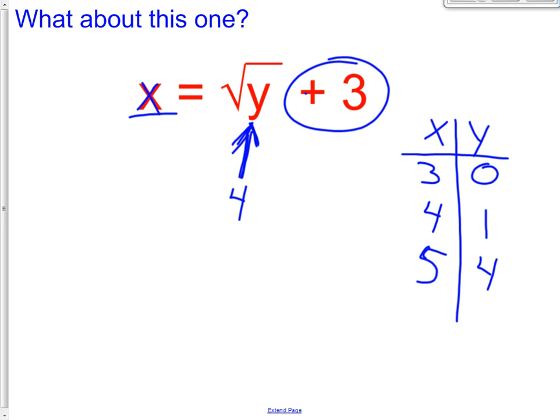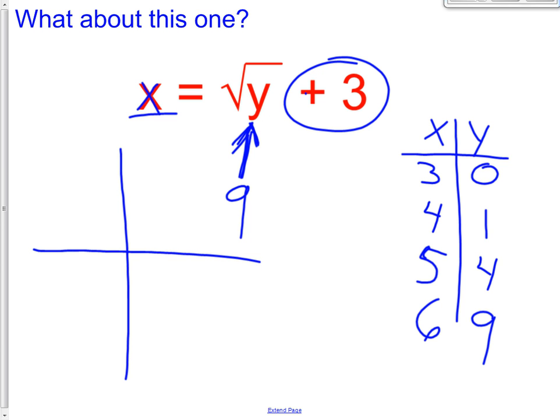Let's do this one more time. Let's put in the number 9, because the square root of 9 is 3. So when we put in a 9 for y, the square root of 9 is 3, and 3 plus 3 is 6. Whew! So now our graph, if we were to plot these points, we would get 3, 0.